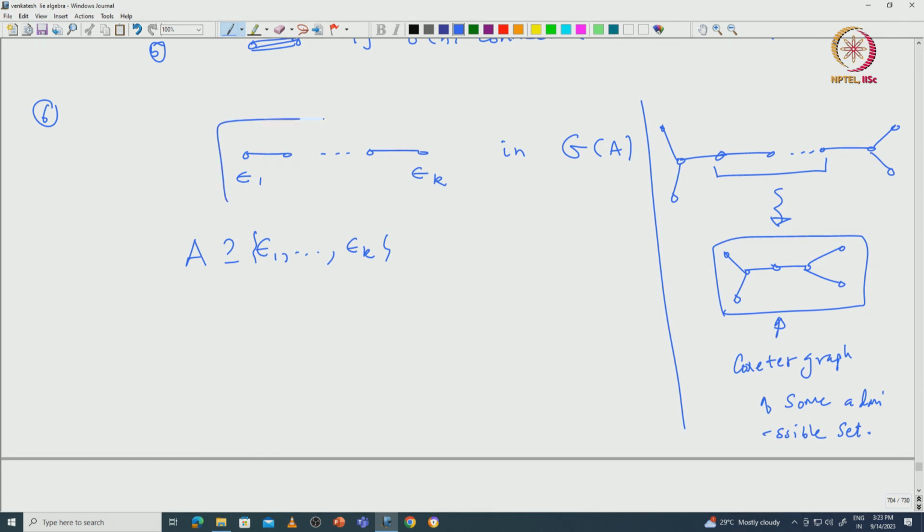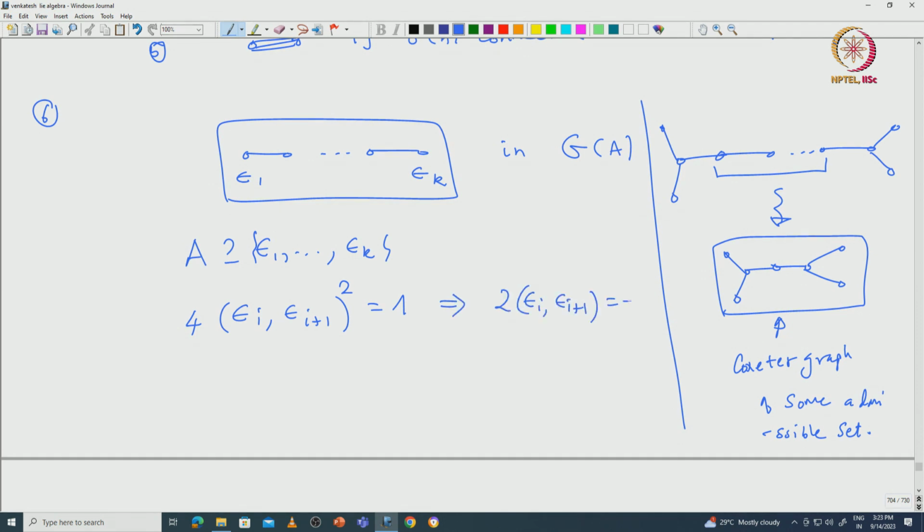Since this is a simple graph, you can see that 4 times (epsilon i, epsilon i+1) squared must be 1. That implies twice the inner product of epsilon i and epsilon i+1 must be minus 1, because it must be negative, and this is true for all i less than k. All other inner products will be 0. So that is what you get from this simple graph.